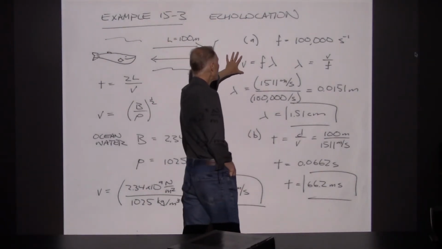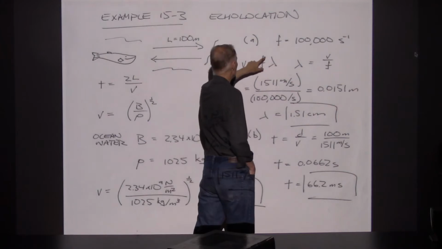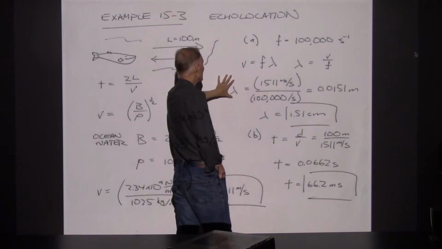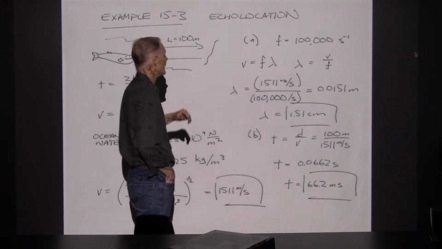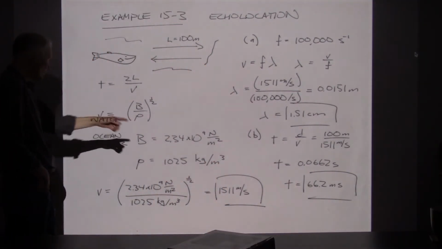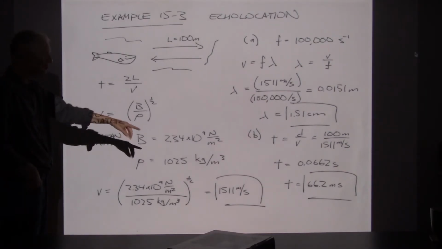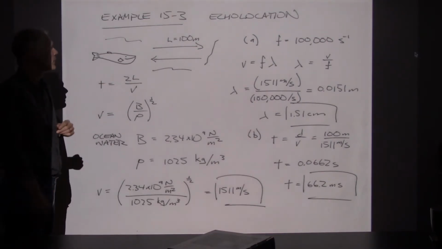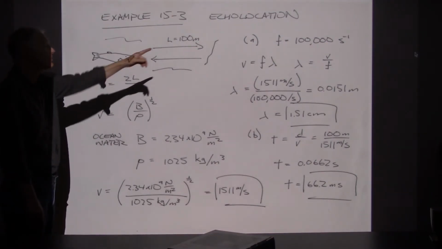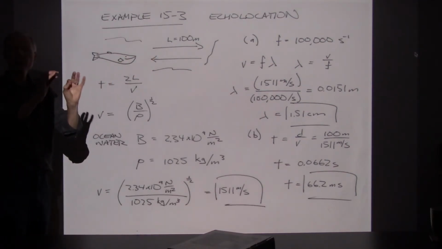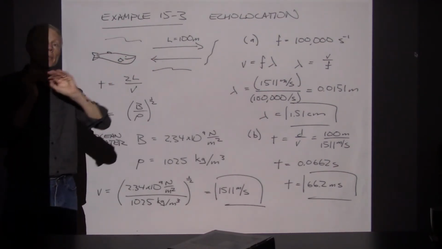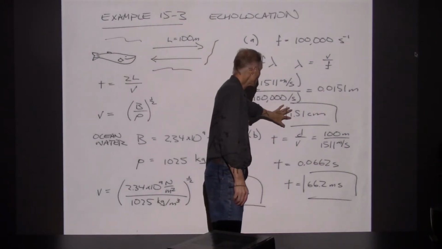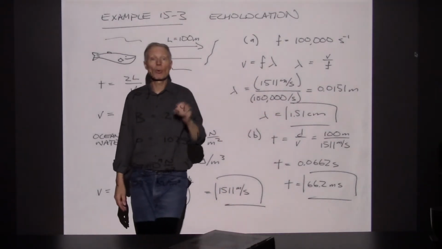So I've got this formula that relates wavelengths, frequencies, and wave speeds. And so the first thing they wanted us to do was decide what's the wavelength. Now, the speed we got is 1,511 meters per second. So these disturbances are going out really fast, one after the other. And the frequency, though, is 100,000. So 100,000 per second are being generated, and they're propagating away really fast. The distance between one disturbance and the next works out to be 1.5 centimeters.